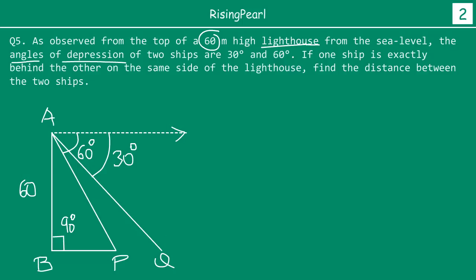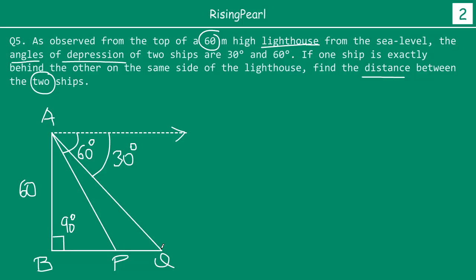Now let us join PQ, because it is given that we need to find the distance between the 2 ships. We are trying to find the distance between the 2 ships. So P is the first ship, Q is the second ship.